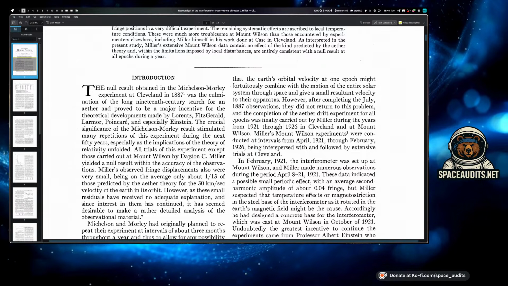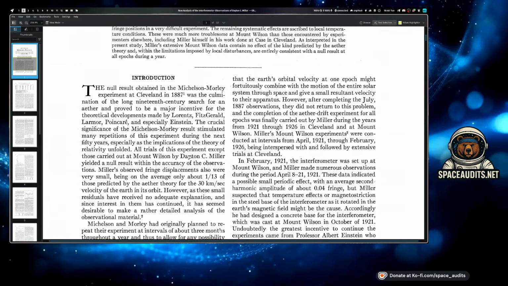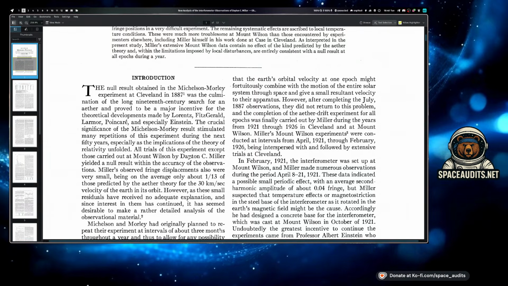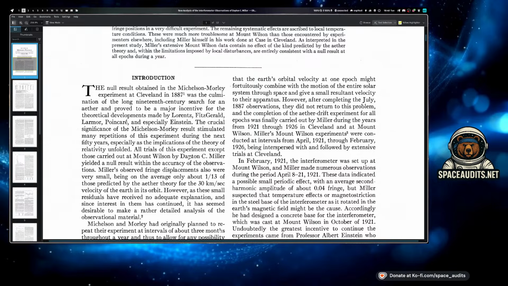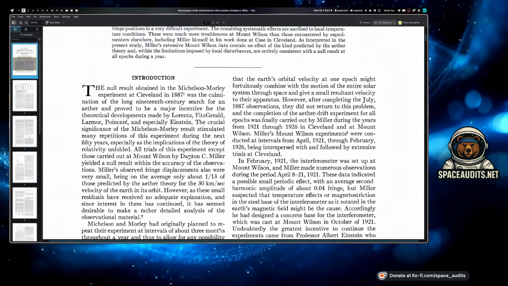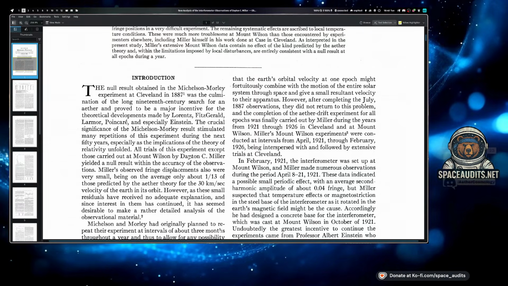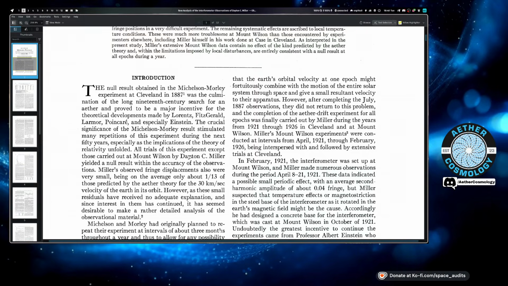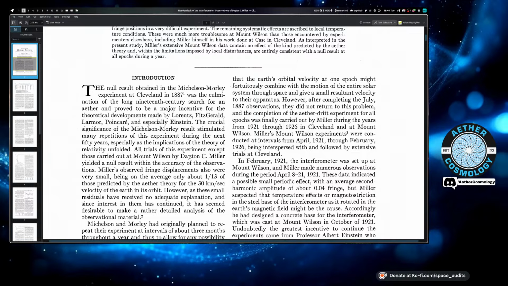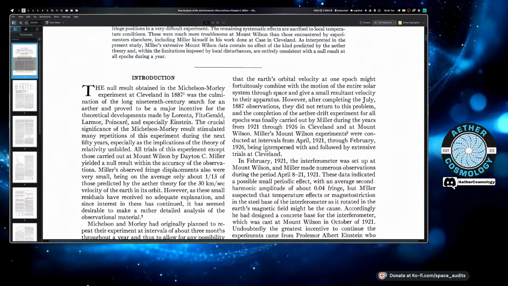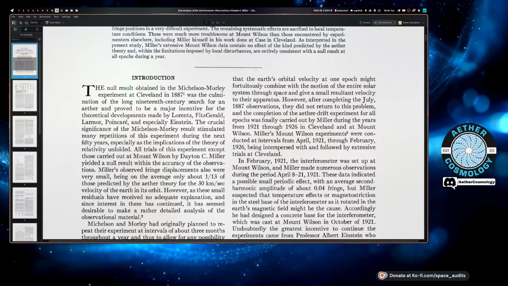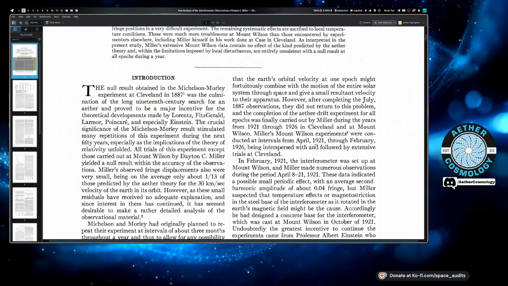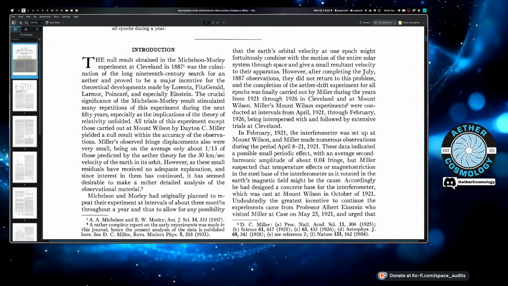Miller's Mount Wilson experiments were conducted at intervals from April 1921 through February 1926, being interspersed with and followed by the extensive trials at Cleveland.